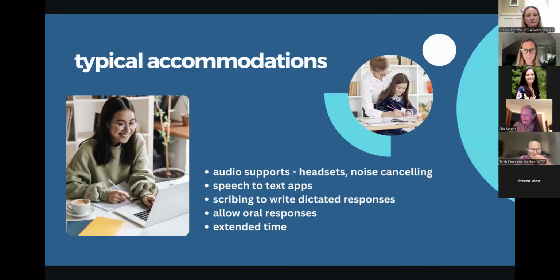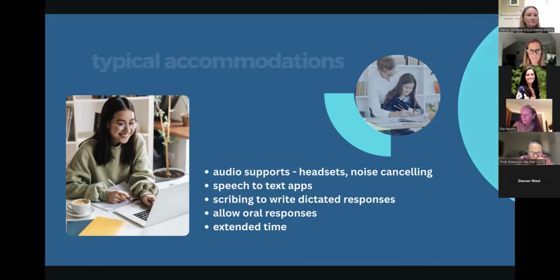Scribing to write dictated responses, and then allowing students to give oral responses to written tests and giving them extended time. These are all examples of modifications and accommodations that you might find on a special education plan.